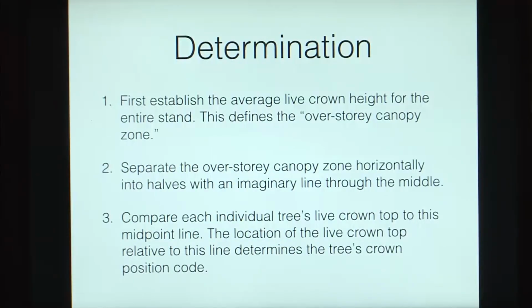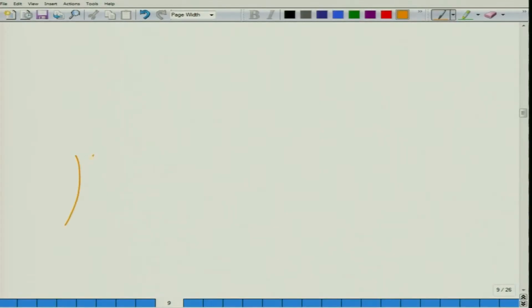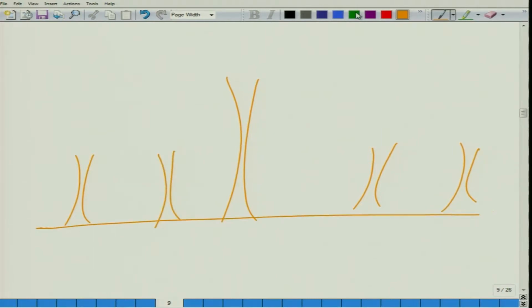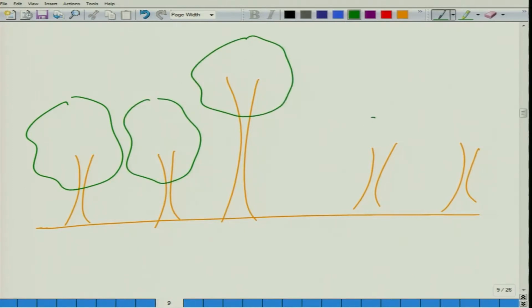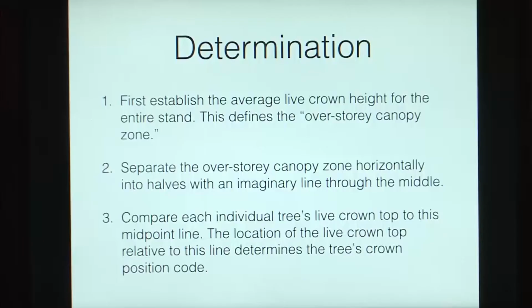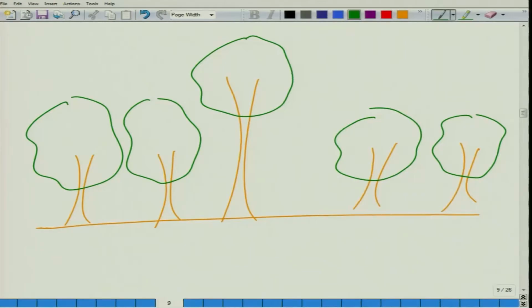First of all, we establish the average live crown height for the entire stand, which defines the overstory canopy zone. So, for instance, if you had a tree here, maybe a tree here, another tree here, another tree here, and maybe another tree here. So, all these trees are having different heights and their crowns are also at different heights. So, the first thing is to establish the average live crown height. So, what is the average height that you will figure out?